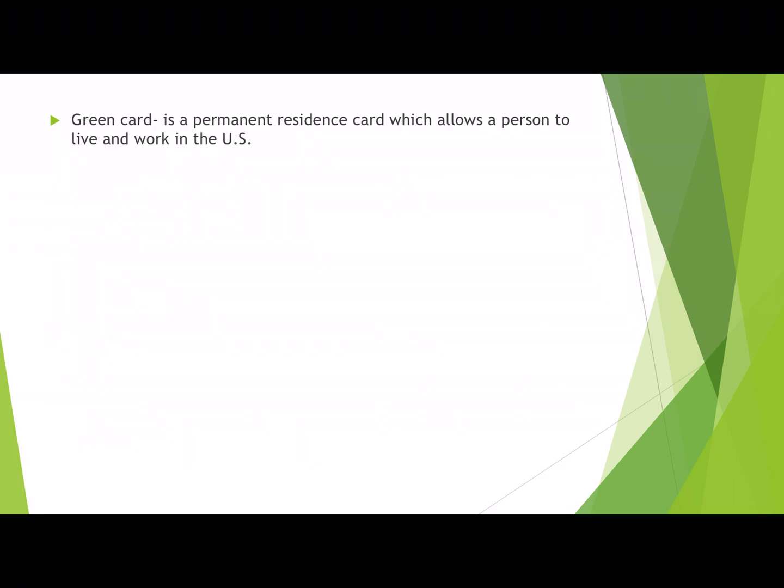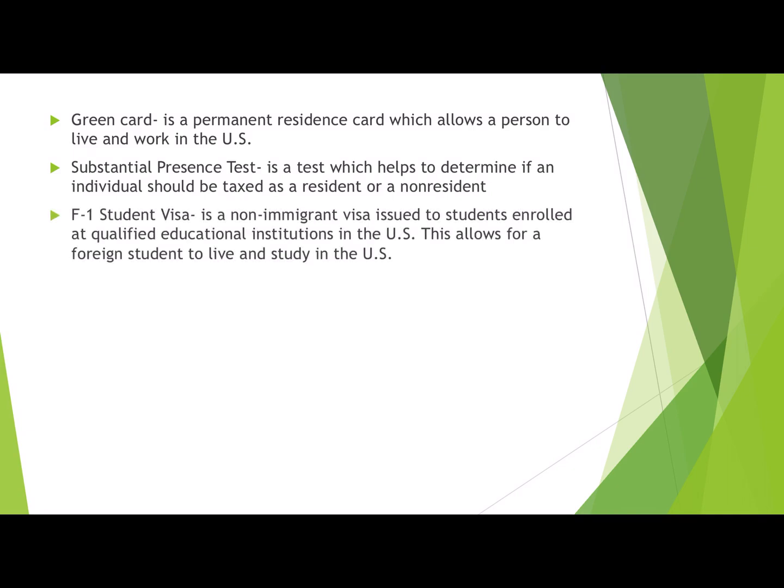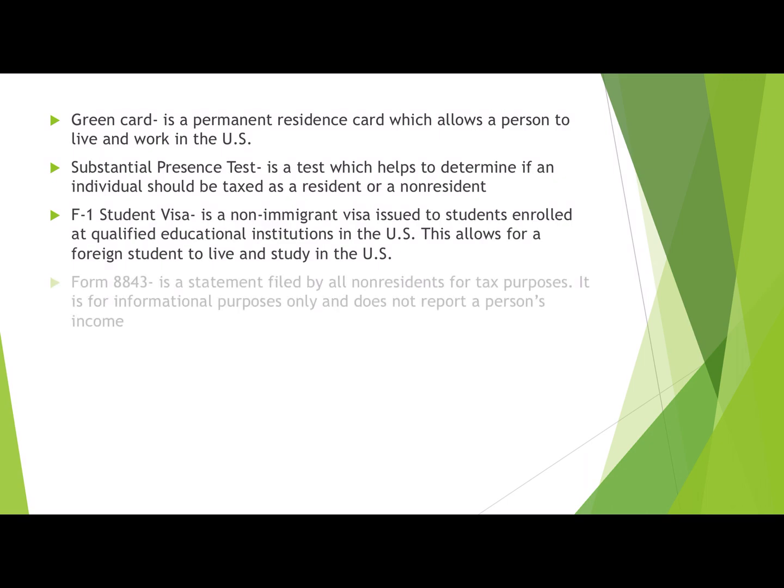Green card. This is a permanent resident card which allows a person to live and work in the U.S. Substantial presence test. This is a test which helps to determine if an individual should be taxed as a resident or non-resident. F1 student visa. This is a non-immigrant visa issued to students enrolled at qualified educational institutions in the U.S. This allows for a foreign student to live and study in the U.S.